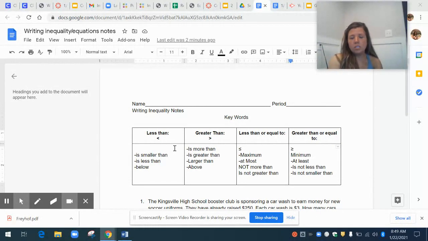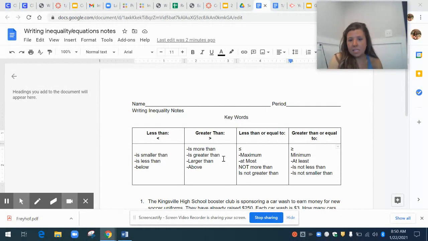So your keywords for less than could be is smaller than, is less than, below. Any of those words in a word problem would clue you that it's going to be the less than symbol. Greater than, you may have is more than, is greater than, larger than, above. Any of those would be clues for greater than.